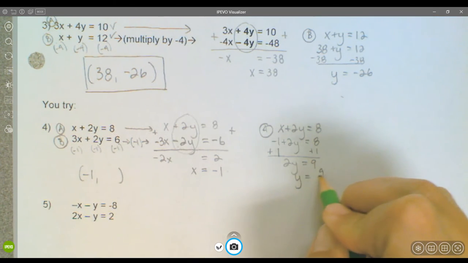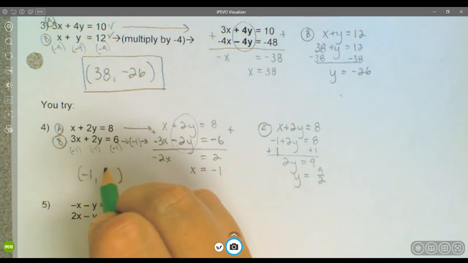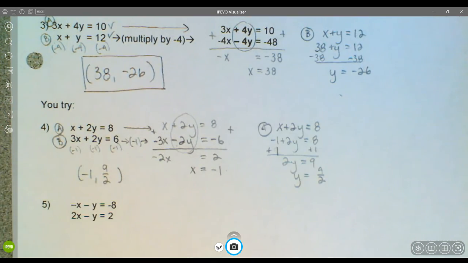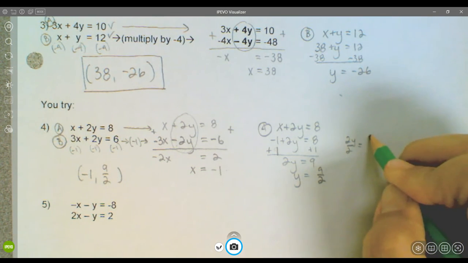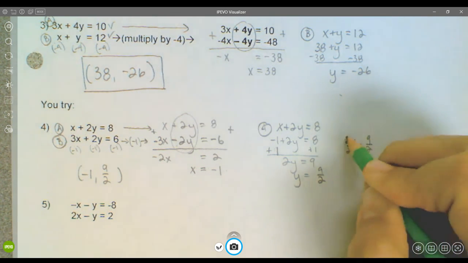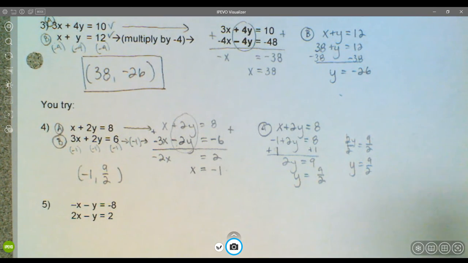So y equals 9 divided by 2. And I think that's what it is. Where did I get this from, Robodeer? Well, 2y divided by 2 equals 9 divided by 2. And y is 9 halves. You want to put 4.5? Knock yourself out. We're going to get the same solution anyway.